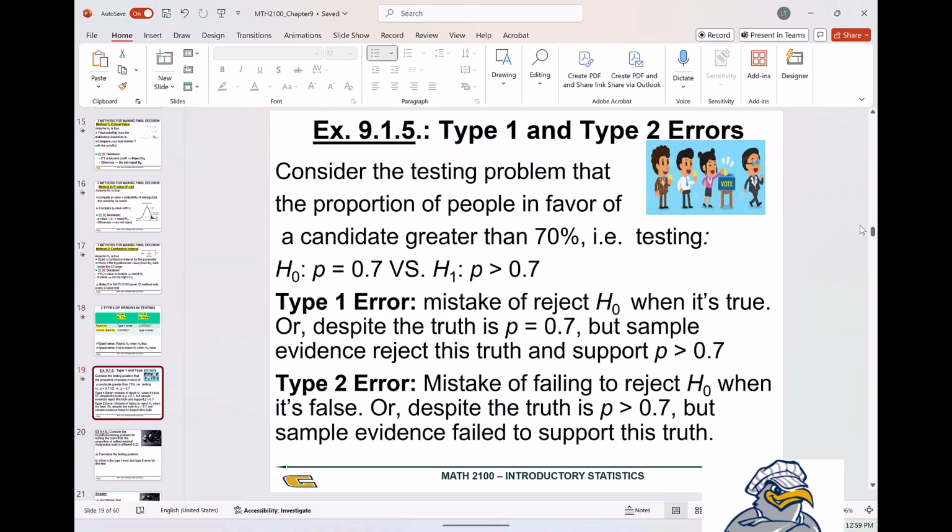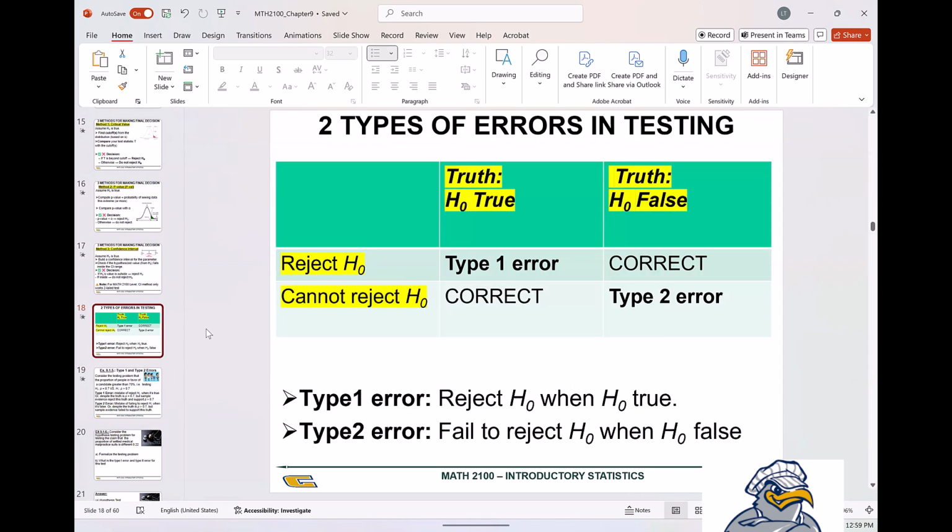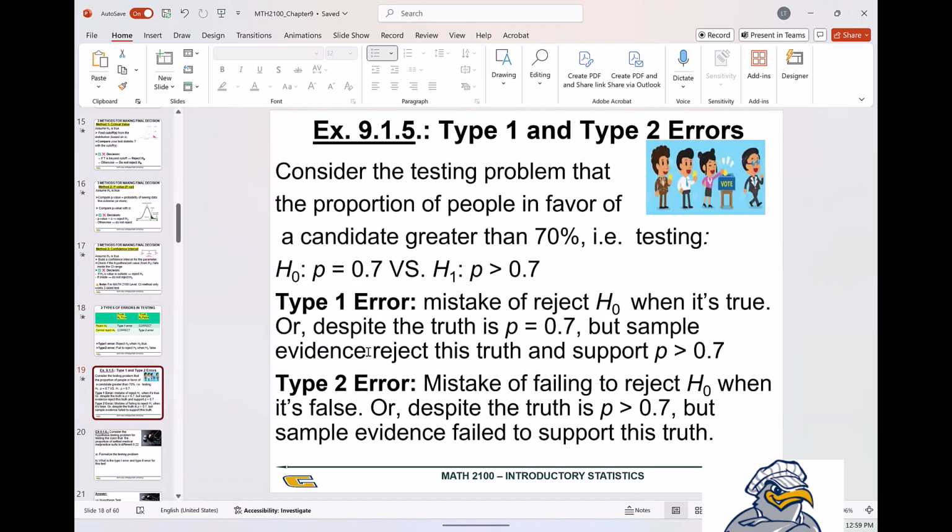So for example, I consider a testing problem that the proportion of people who favor a candidate is greater than 70%. In this case, basically you are testing H0: P equals 0.7 versus H1: P greater than 0.7, right? From here, you can also find out what the type 1 error and type 2 error are for the test. So type 1 error is a mistake of rejecting H naught when H naught is true, right? That is the definition of type 1 error: reject H naught when H naught is true.